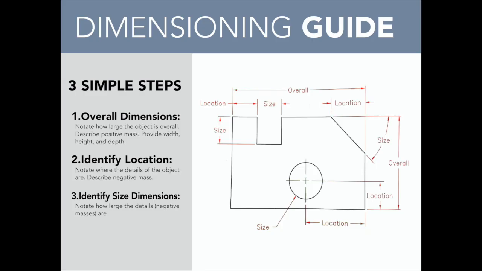Let's put this to practice and dimension a simple object. I like to break it down into 3 simple steps. First, give the overall dimensions of the object, that's height, width, and depth. Then identify the location of certain features. Lastly, give the size dimension of those features.